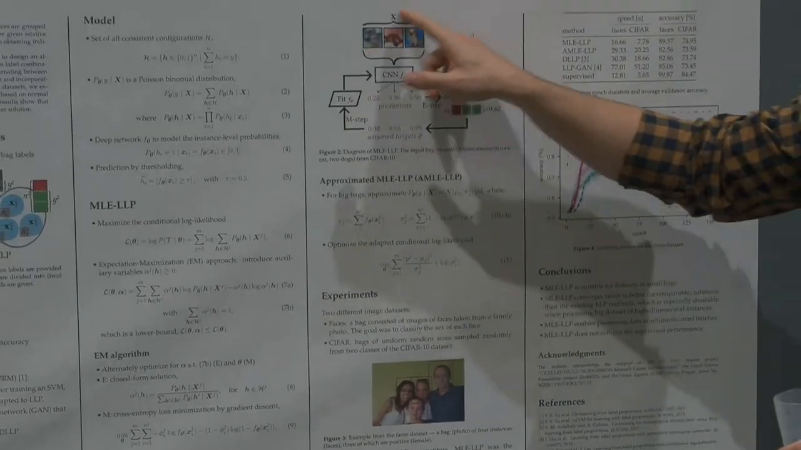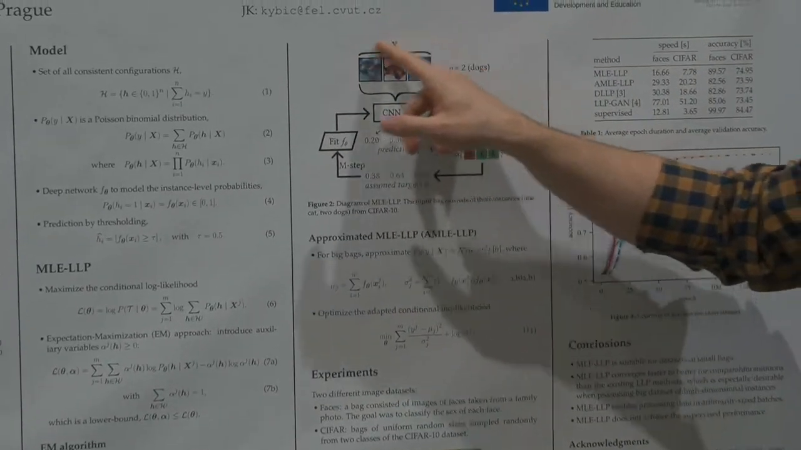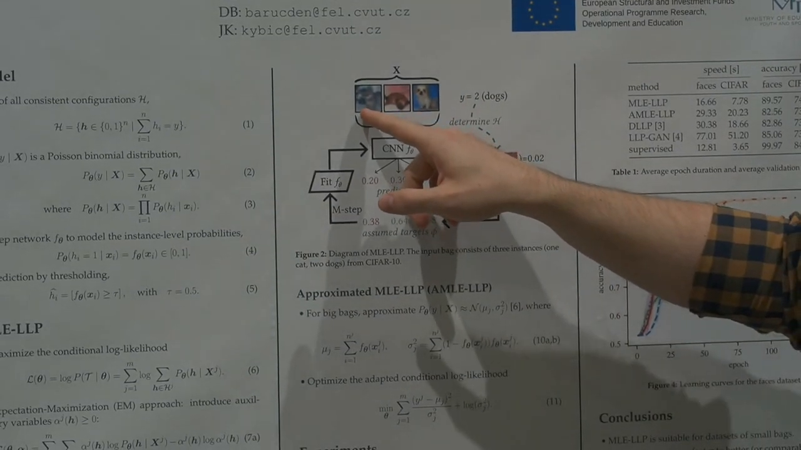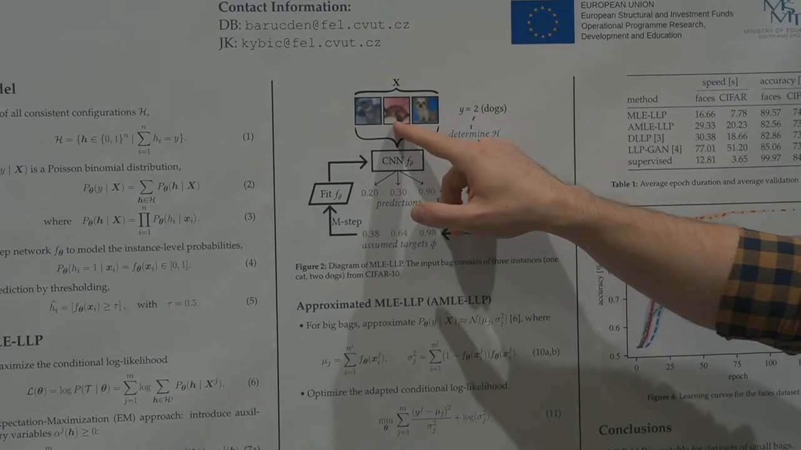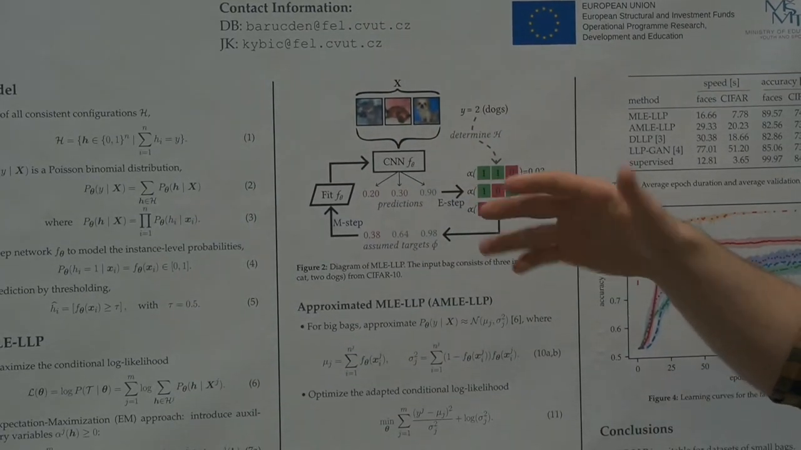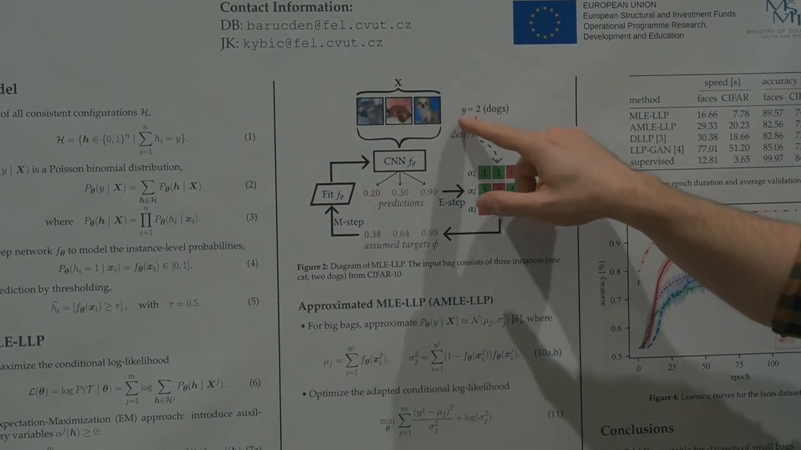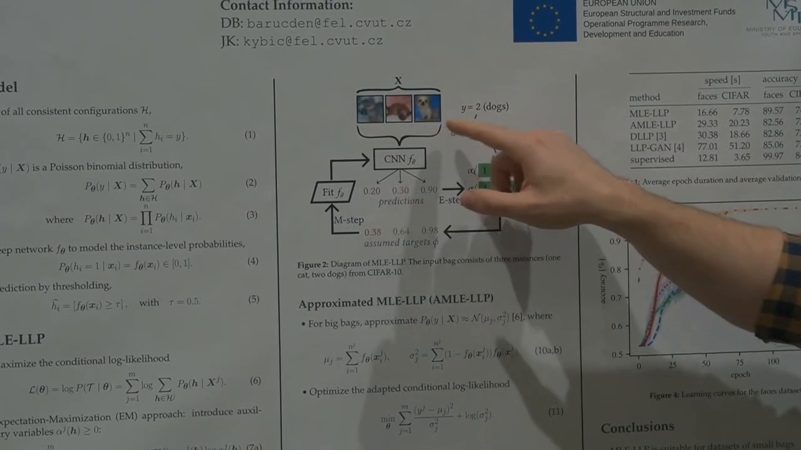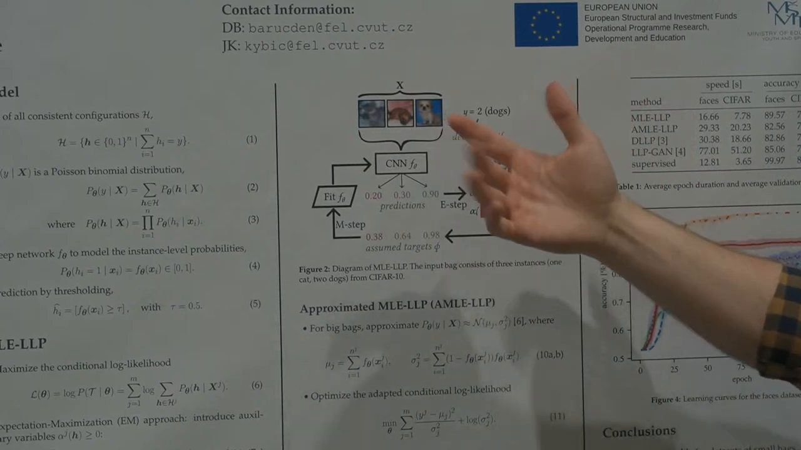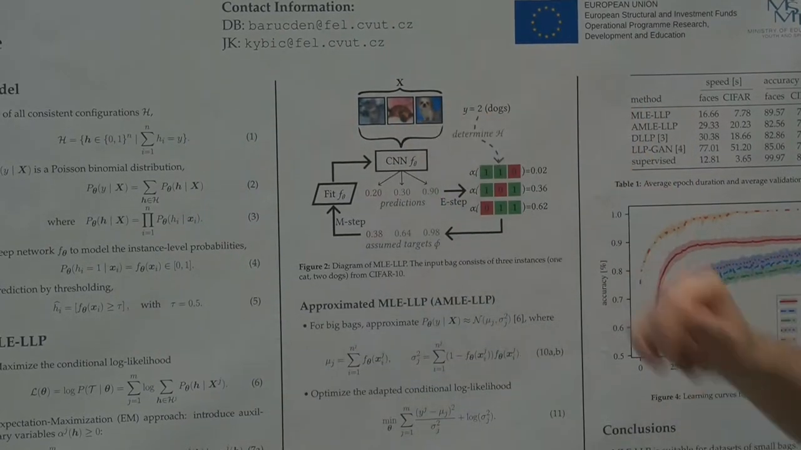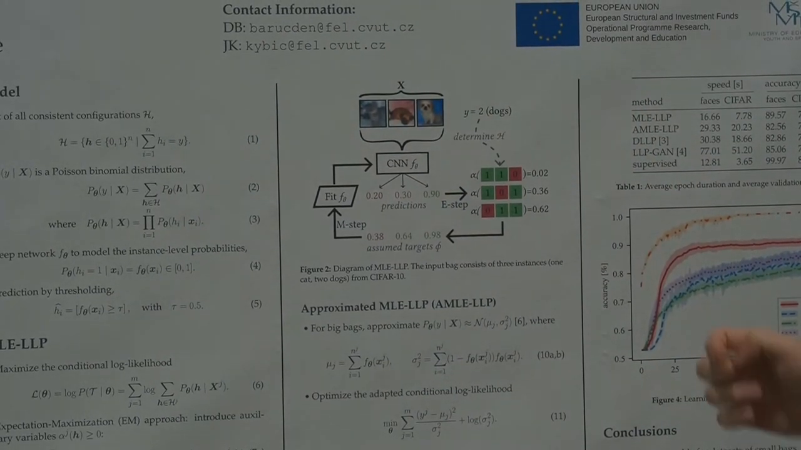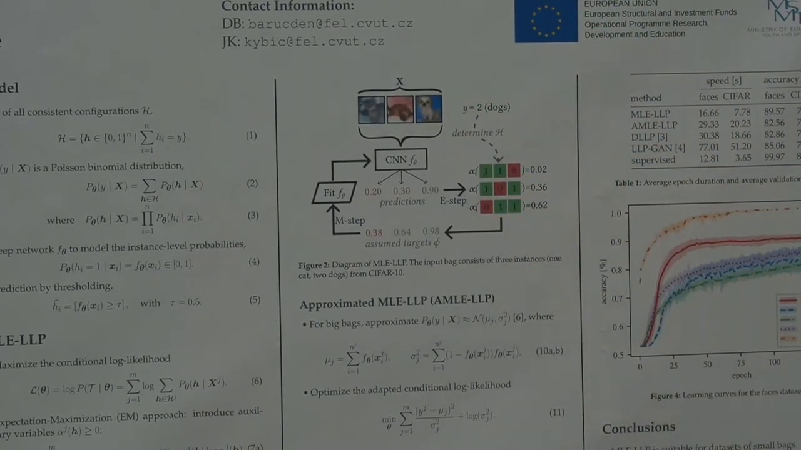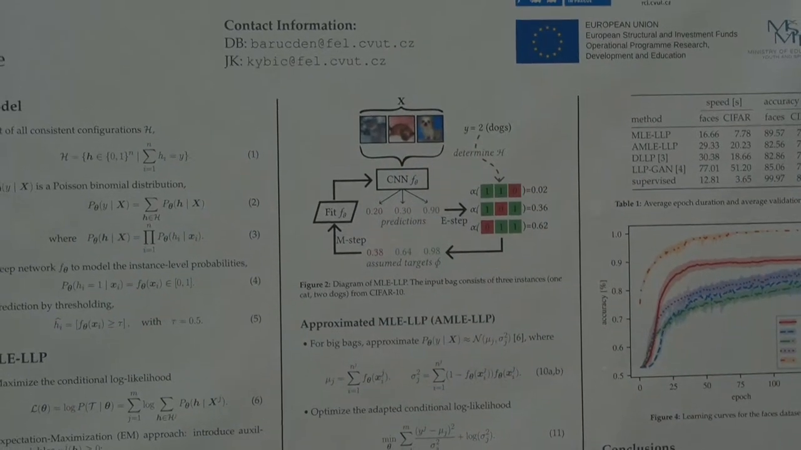Let's say we are given this kind of bag. There are three instances. Maybe you can tell that this is a cat and these are two dogs, but we are not provided with that information during training. We are only provided with the number of positives. In this case, the number of positives is two, and it corresponds to the number of dogs in that bag. So using this number, we can determine all the possible labelings for this particular bag.